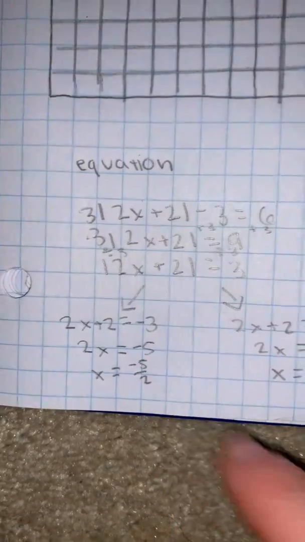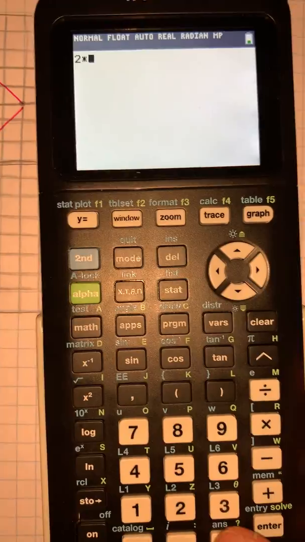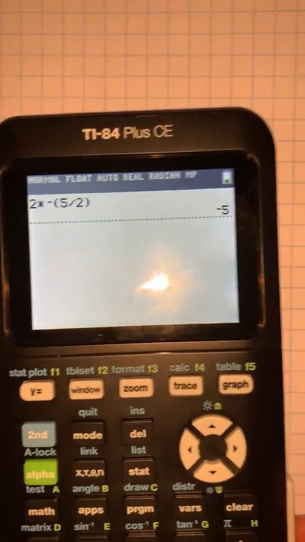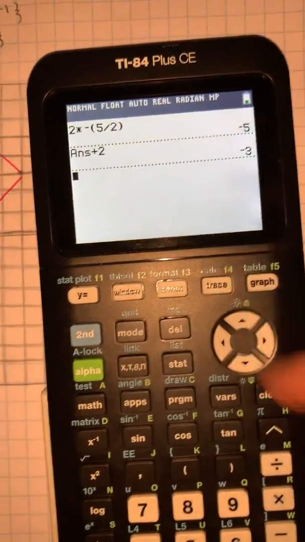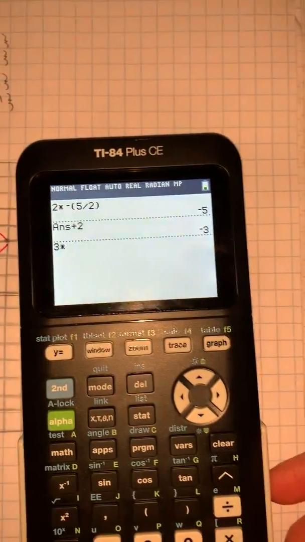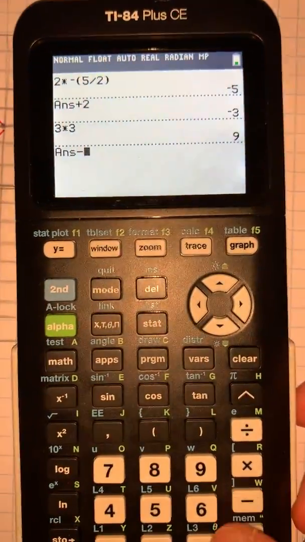You can also test it out for this one. So 2 times negative 5 halves would be equal to negative 5. And then you have to add 2 in here. This is negative 3. The absolute value of negative 3 is 3. So 3 times 3 equals 9. And then minus 3 equals 6. And 6 equals 6.